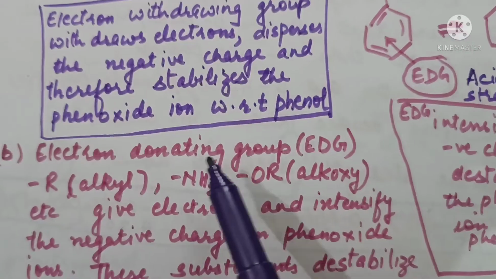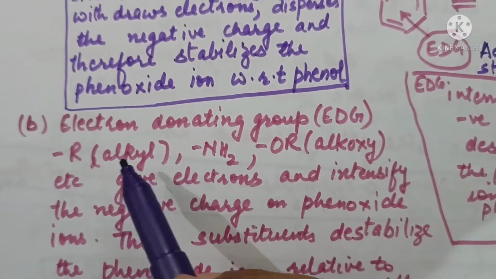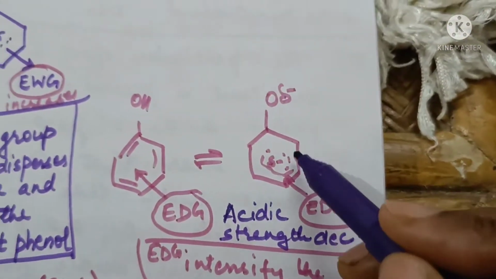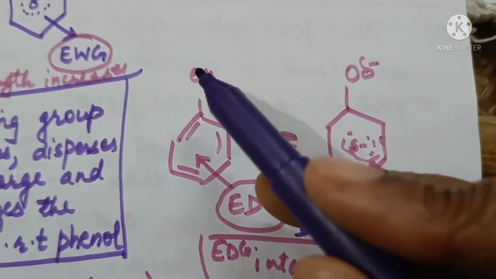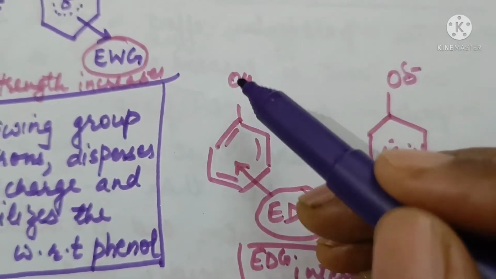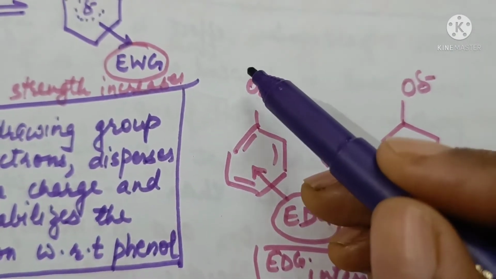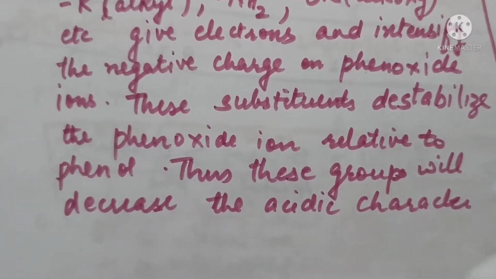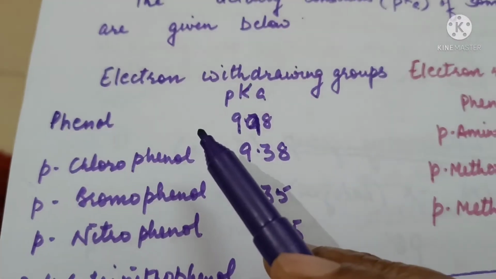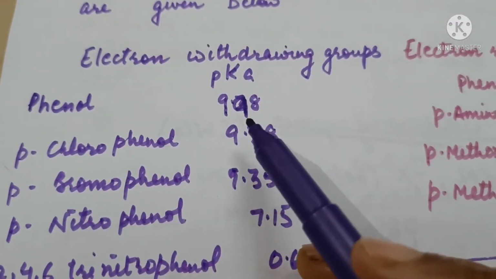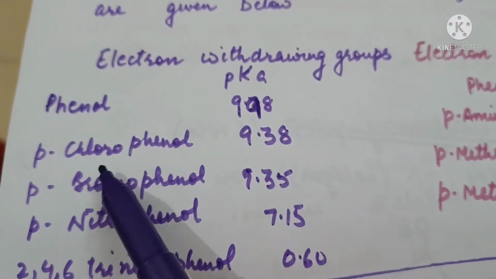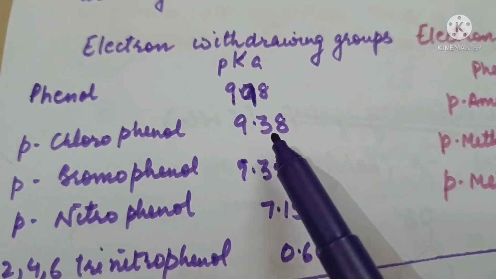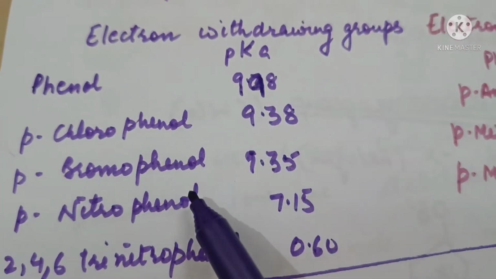On the other hand, electron donating groups like amino, alkyl or alkoxy give electrons and intensify the charge on the phenol and thereby on the oxygen atom. So the tendency to take electrons decreases, so acidic strength also decreases. For example, phenol's pKa value is 9.98, but when an electron withdrawing group, chloro, is attached to it, its pKa value decreases, so it is more acidic in nature.